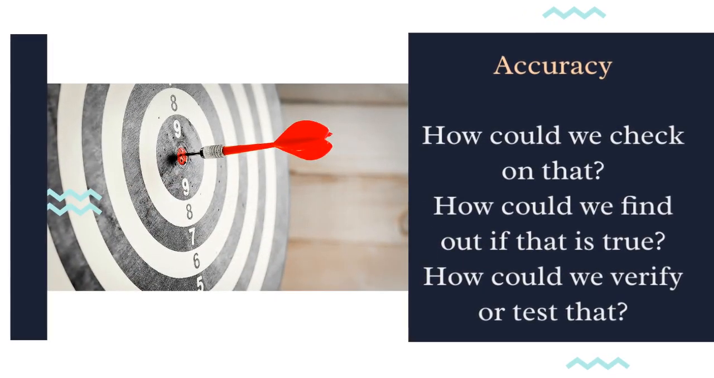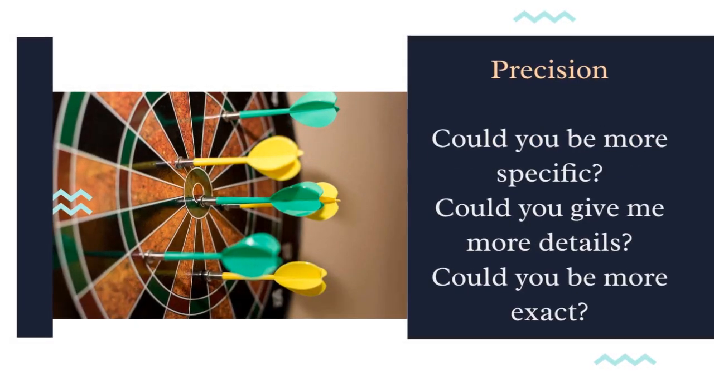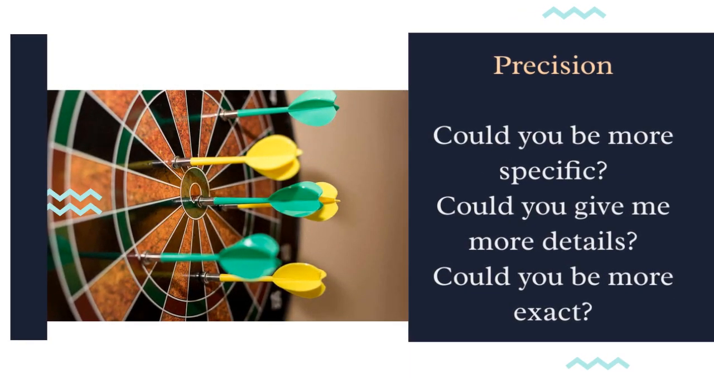To ensure the accuracy, we may ask ourselves, how could we check on that? How could we find out if that is true? How could we verify or test that? To ensure the precision of our reasoning, we may ask ourselves, could we be more specific? Could we give more details? Could we be more exact?